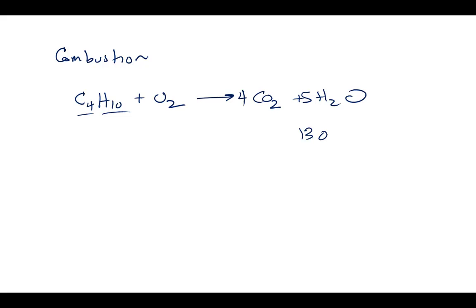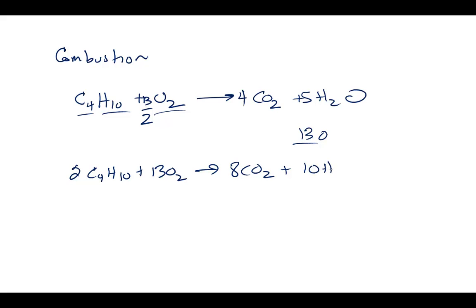And so then a red flag shows up, because this is an odd number here and this is an even number here. The quick way to fix this would be to say 13 halves, like that. These 2's will cancel out and that'll give me 13 oxygen on both sides. So you could do it that way, or you could multiply the entire equation by 2 and you would get 2 butanes plus 13 oxygen yields 8 carbon dioxides plus 10 waters.